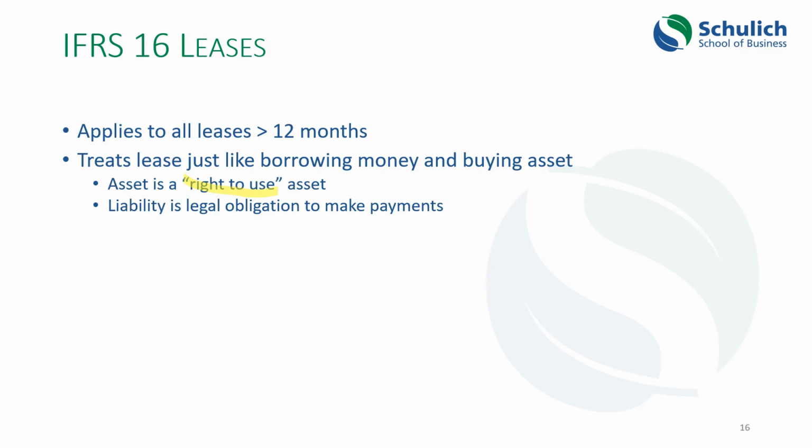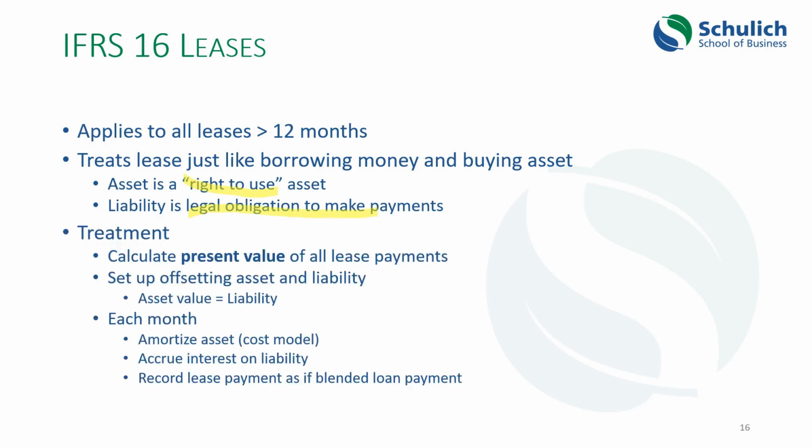It's just disclosed as a truck or an airplane or whatever it is that you're leasing, but that is the justification for it, is that you are purchasing the right to use. And the liability then is this legal obligation to make the payments. And the calculation is actually reasonably straightforward.